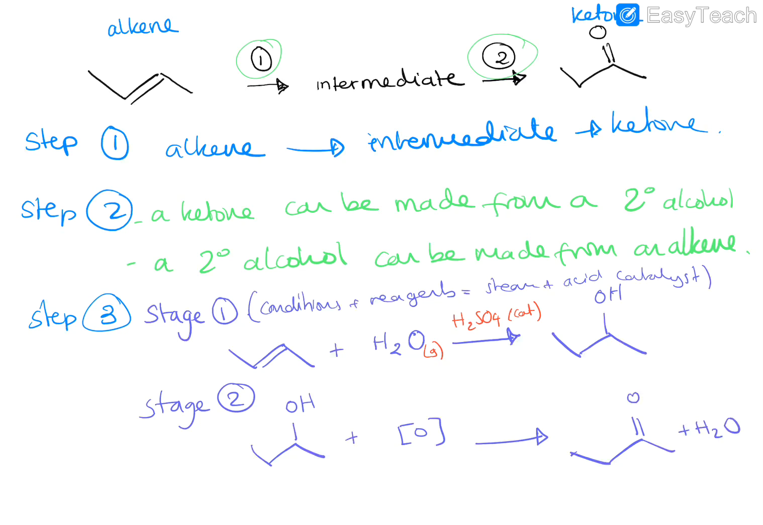Now again, same thing, you need to make sure you have either written out your conditions and reagents somewhere so that it can be seen that it is K2Cr2O7 plus H2SO4 and reflux. Yeah, or you could just write it here, K2Cr2O7, H2SO4, reflux. Done.